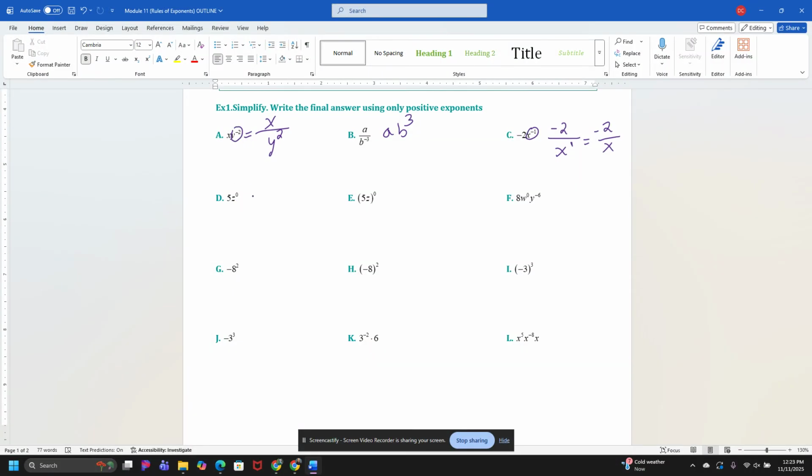Okay. Anything to the 0 power is just 1. So this is equivalent to 1. So it's like saying 5 times 1, which is 5. When you have two things in parentheses that are raised to a power, the power goes to both. So you'd end up with 5 to the 0 and z to the 0, both of which would be 1, and 1 times 1 is just 1. Okay?